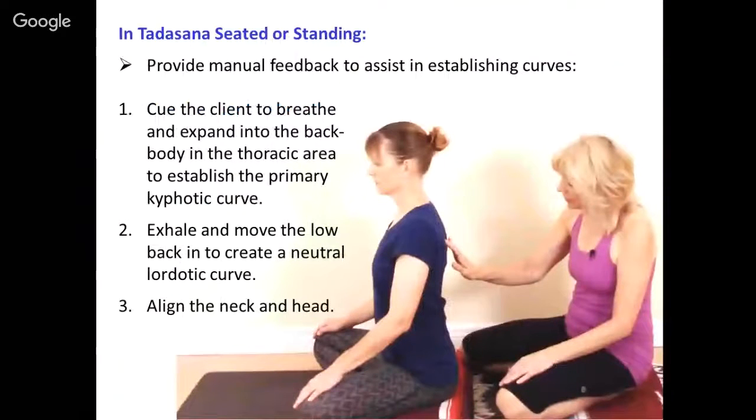So to go back to what we were doing with the thoracic first, lumbar second, in Tadasana, seated or standing, we provide manual feedback. We cue the client to breathe and expand into the back body, into the thoracic area, right between the shoulder blades, and establish the primary curve. Then once that's established and stabilized, we ask them to tip the sacrum forward and draw the low back in to create the neutral lordotic curve, and then we align the head and neck.